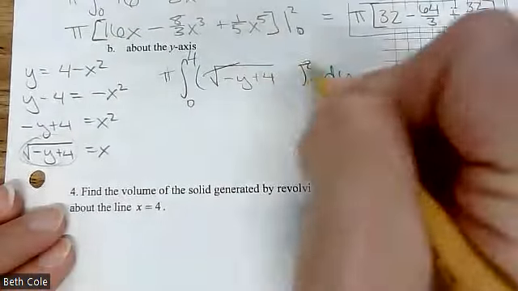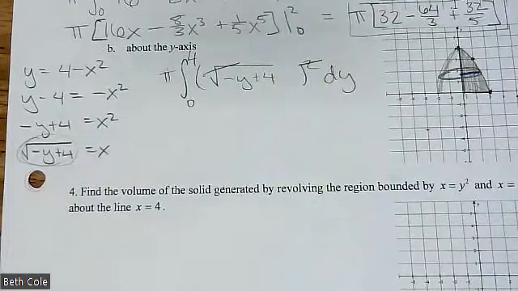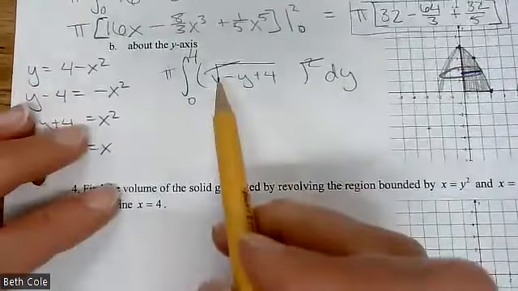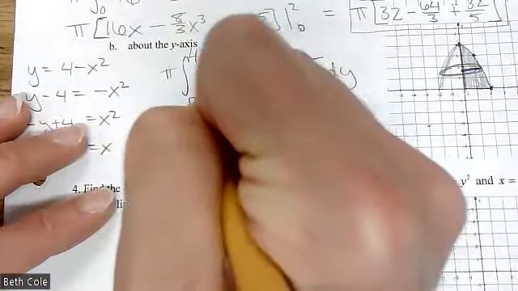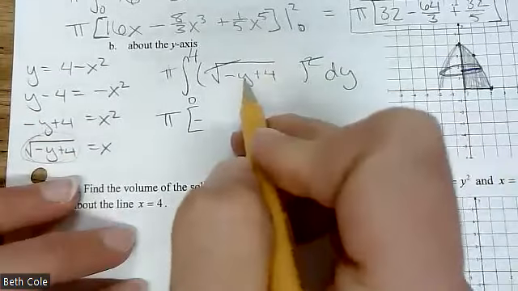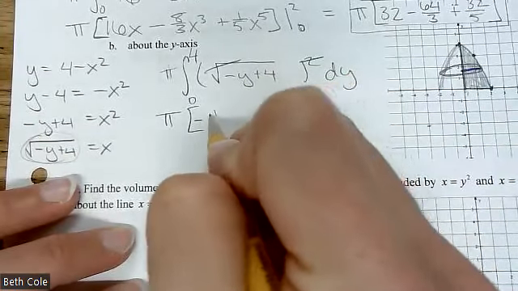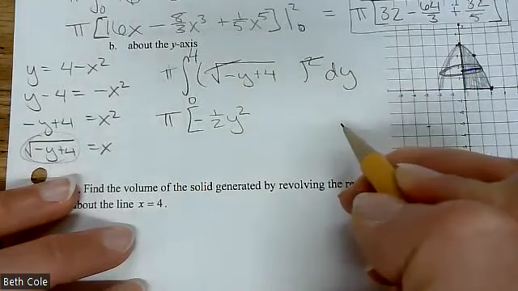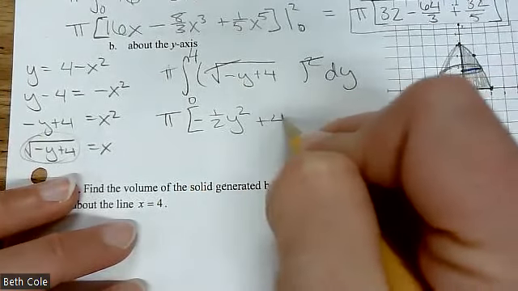The square root's going to cancel. Because for a second, it looked like that was going to be an awful thing to do an antiderivative of, but that all just goes away. So what's your antiderivative? Negative 1/2 y squared plus 4y. Oh, good.